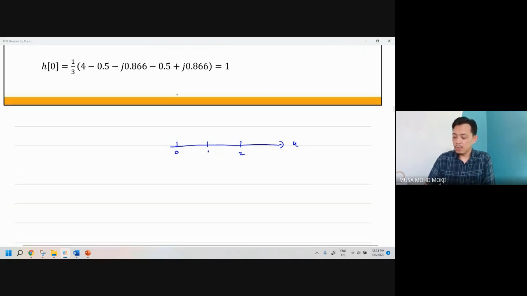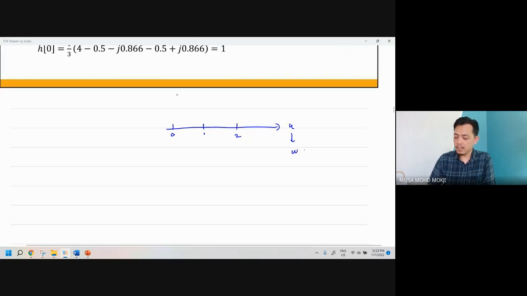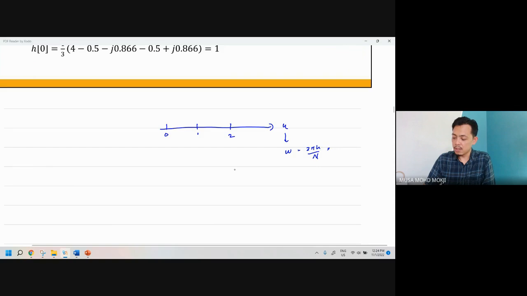But if you want to know what the omega is, again, what is the omega? Omega is 2 pi k over N. So what is the N? N is 3. So this is actually 2 pi k over 3. So it means that the first one is, of course, 0. The second one is 2 pi over 3, and then this is 4 pi over 3.